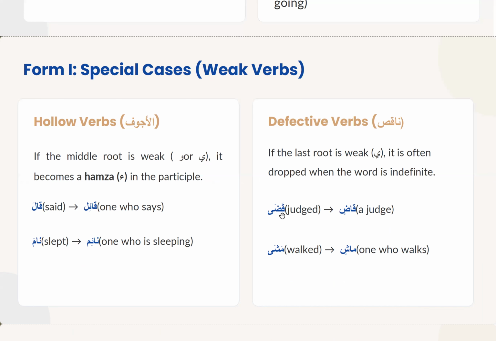So look here, qada. Qada means judged. So this last letter is actually an alif in the shape of a ya. So when it comes like this, then what you do is you add an alif, qa, and then din. You remove the ya. Qadin, the ya is removed and put a tanween here. Qadin means a judge.